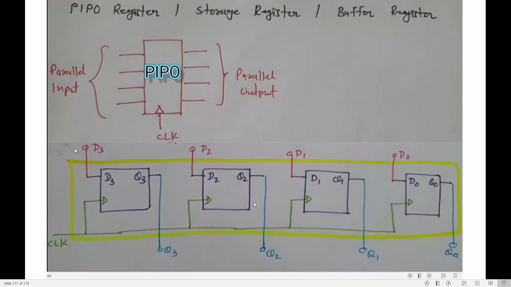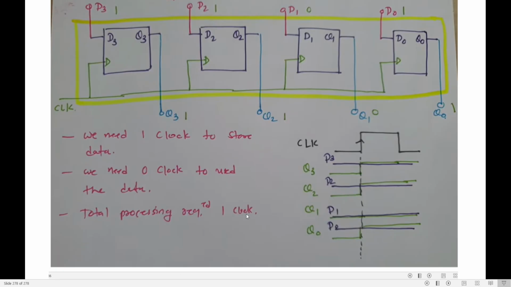Parallel in, parallel out means we are loading the data parallelly. Can you see the flip-flops? I want to load 4 bits, so I am taking 4 flip-flops. Here the inputs, D3 is given here, D2 is given here, D1 is given here, D0 is given here. Outputs are Q3, Q2, Q1 and Q0. A common clock is connected. If I feed 4 bits as input, 1, 1, 0, 1, all the 4 bits will get into the flip-flops and come out as the outputs.